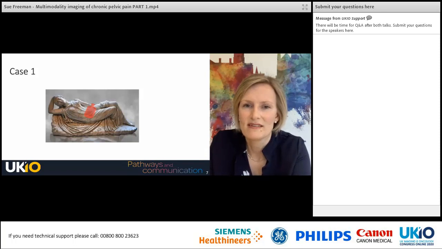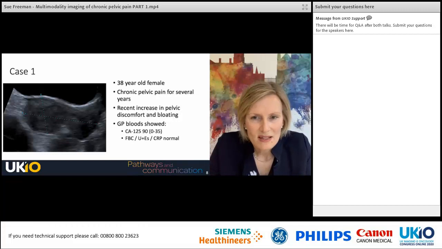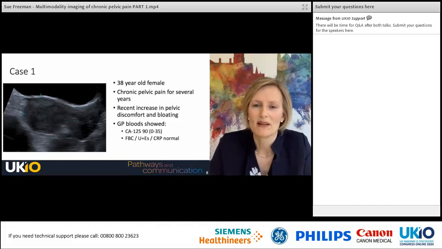This is our first case. A 38-year-old female was referred for a pelvic ultrasound. She had experienced chronic pelvic pain for several years. However, she had recently had an increase in pelvic discomfort and some bloating. Her GP checked the CA125 level and that was raised at 90, and all her other blood tests were normal.